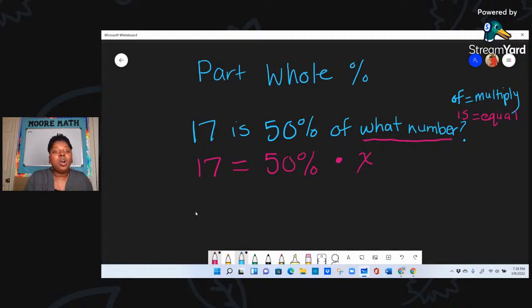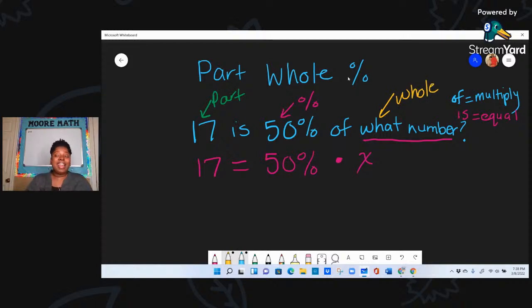All right, so 17 is a part, it's half, 50%, right? It's half of some number. So 17 is the part, it's not the whole amount. 17 is the part. 50%, just like it shows you, is the percent. And I'm taking a percent of the whole amount. So this is the whole amount.